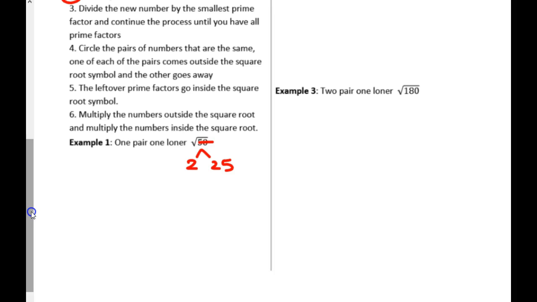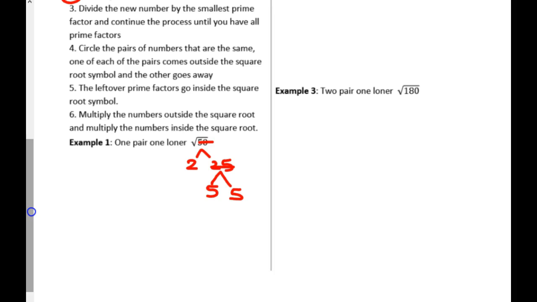So does 2 go into 25? Not 2. Does 3 go into 25? No. So now I try the next biggest one, which is not 4. It's 5. Does 5 go into 25? It does. 5 times 5. And again, because I broke down 25, it's gone.